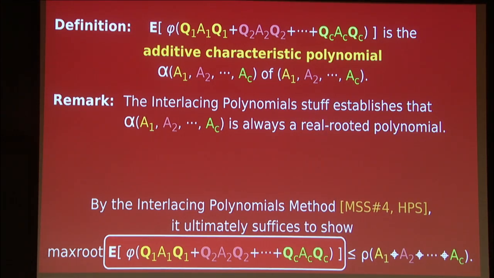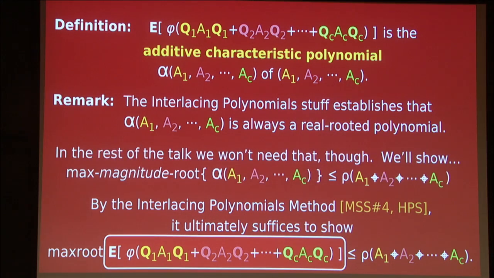It's the real line to order things. Actually, we don't even need this. I mean, we need this for the interlacing polynomial stuff. But in the rest of the talk, you don't need to know that this has all real roots. It could have n complex roots, because we're going to actually show that the maximum magnitude root of this polynomial is the spectral radius of that infinite graph. But anyway, it has real roots, so you can just remember that fact if you like.